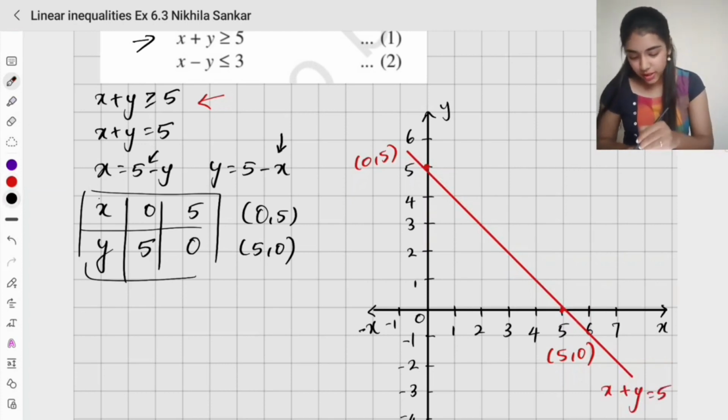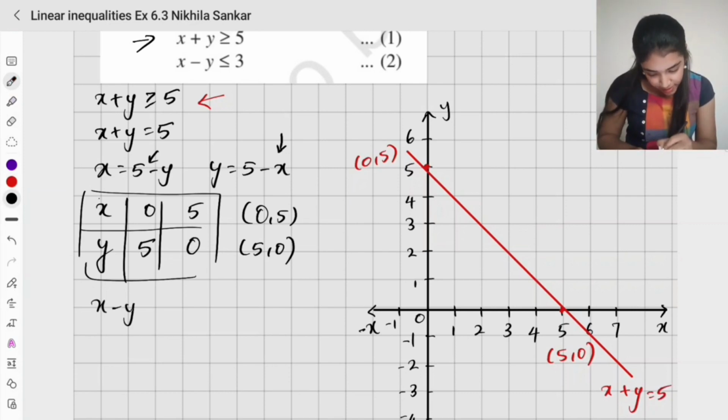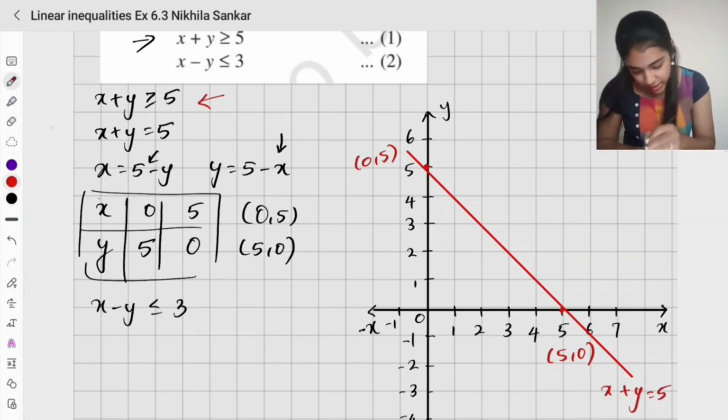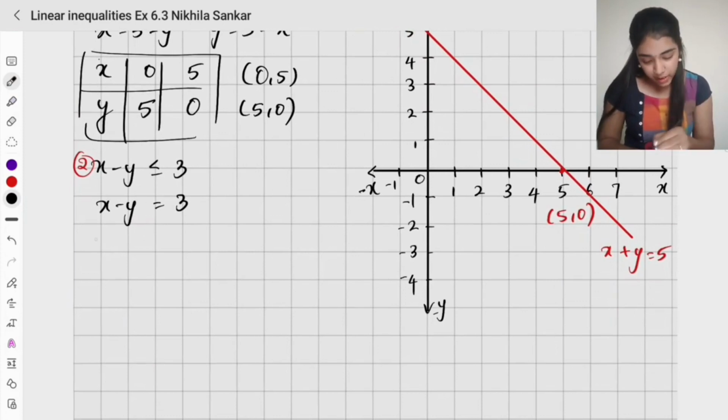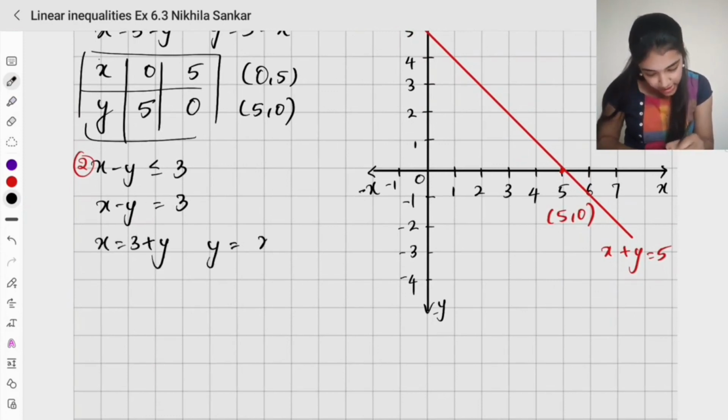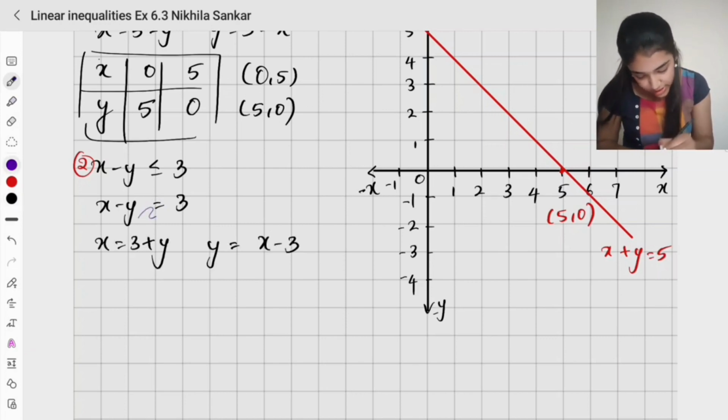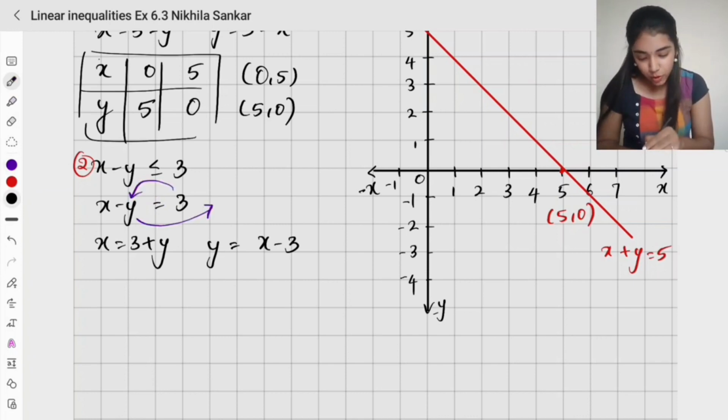Now what is given next? The other one is x minus y less than or equal to 3. So this is my first one, and this is my second inequation. Now how do we write this first? x minus y equals 3. Now x in terms of y and y in terms of x. So I'll have x is equal to 3 plus y, and y is equal to x minus 3. Okay, you understand? I'm taking the y to the other side and 3 to this side. So x minus 3 is equal to y.